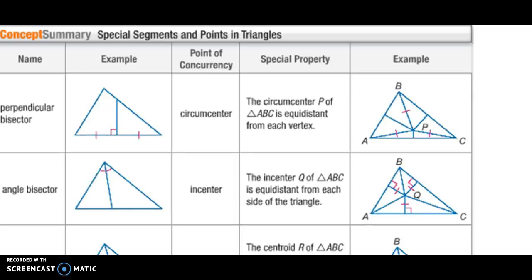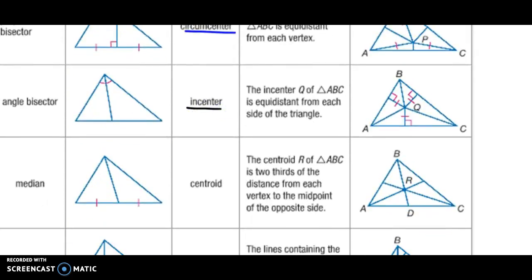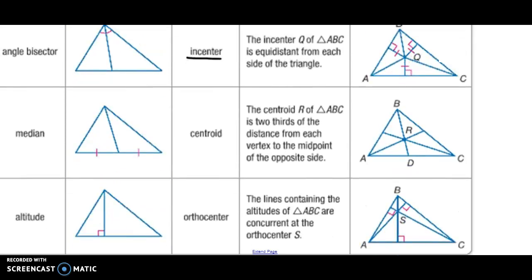So, what we've talked about so far: perpendicular bisectors all meet at what's called the circumcenter. We have angle bisectors, where all those meet is called the incenter. We have medians, what we talked about today, where each hits the midpoint of its opposite side, and where all of them meet is called the centroid. And finally, the last one, an altitude, where it creates a 90-degree angle. Where they all meet is called the orthocenter.